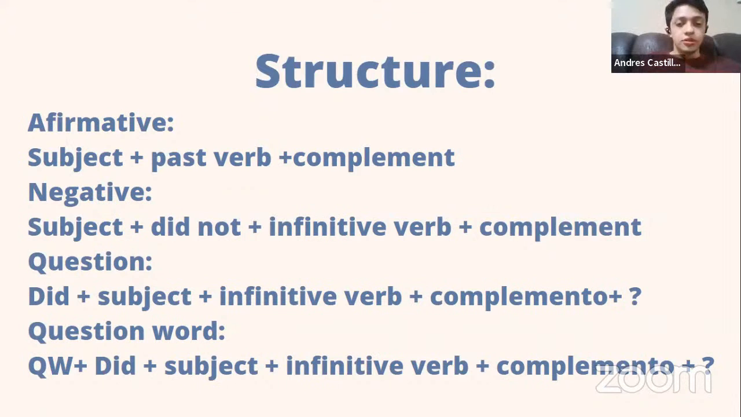So the structure of the simple past is, in affirmative, subject and past verb and complement. Negative is subject and auxiliary, infinitive verb and complement. Question is auxiliary, subject, infinitive verb and complement. And question word is question word, auxiliary, subject, infinitive verb, complement.